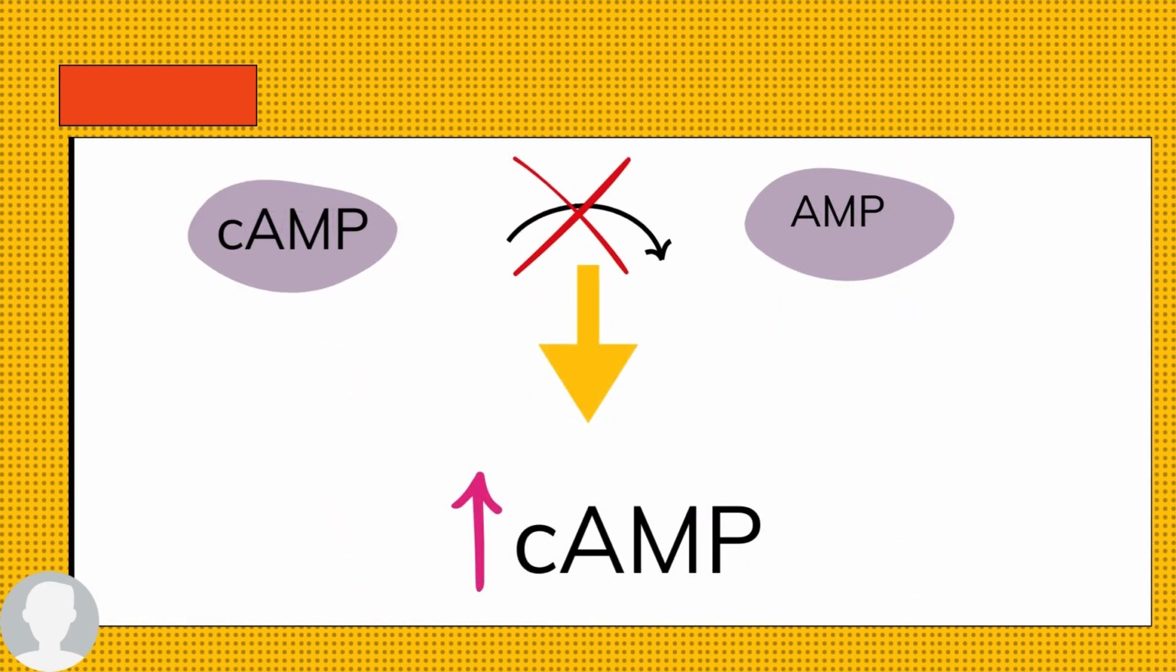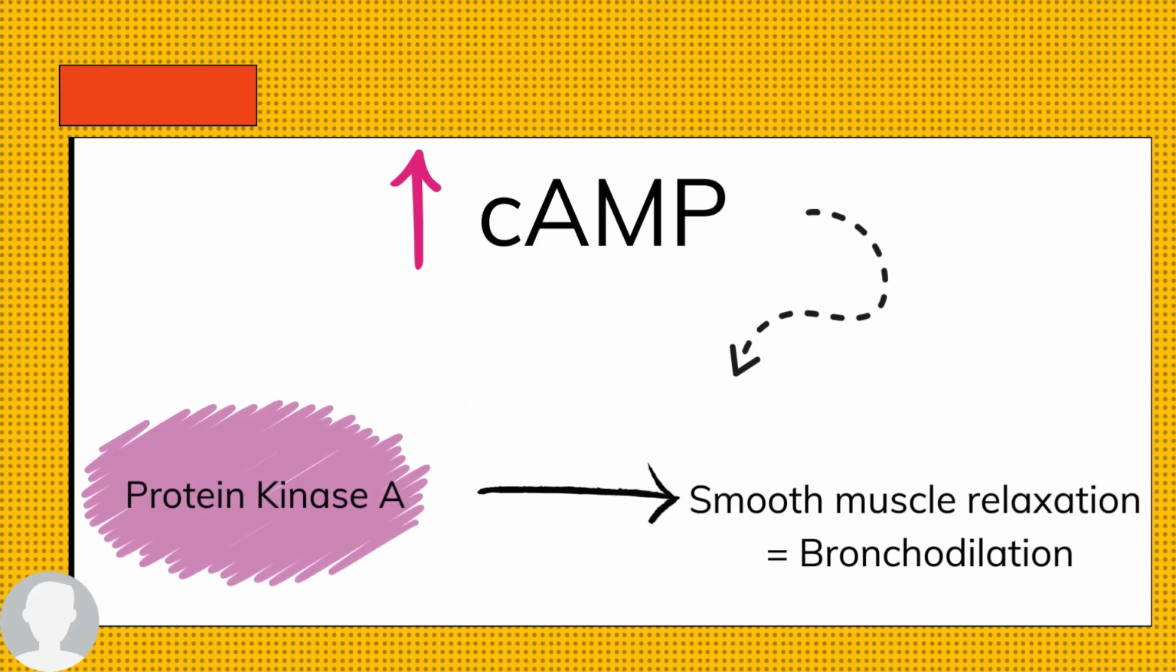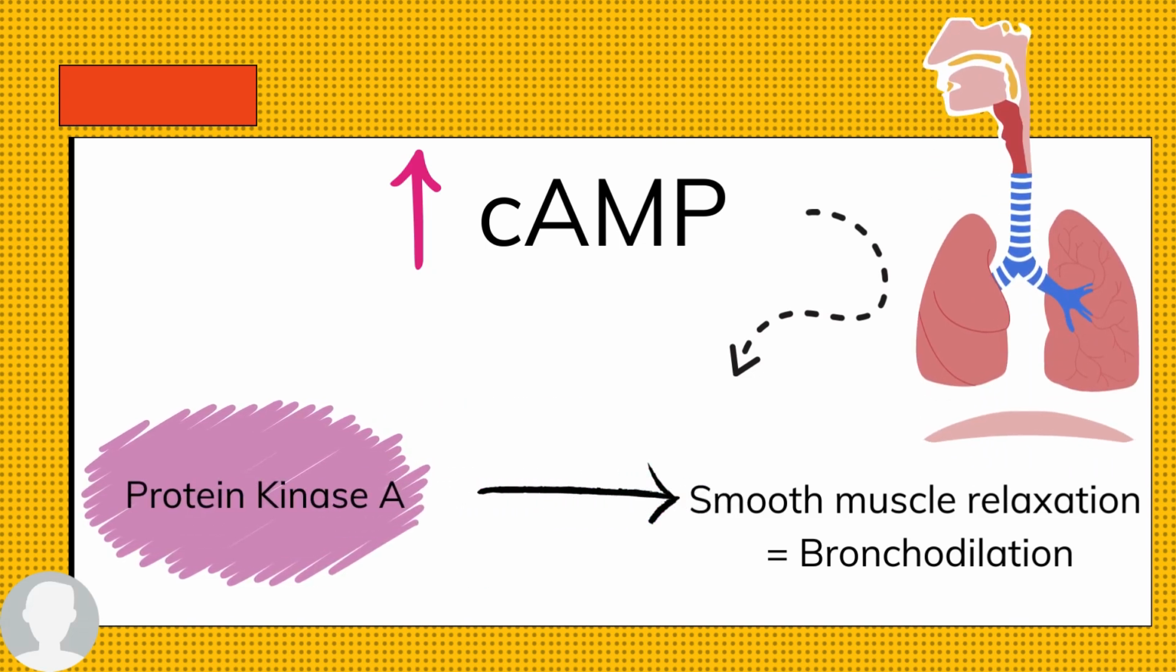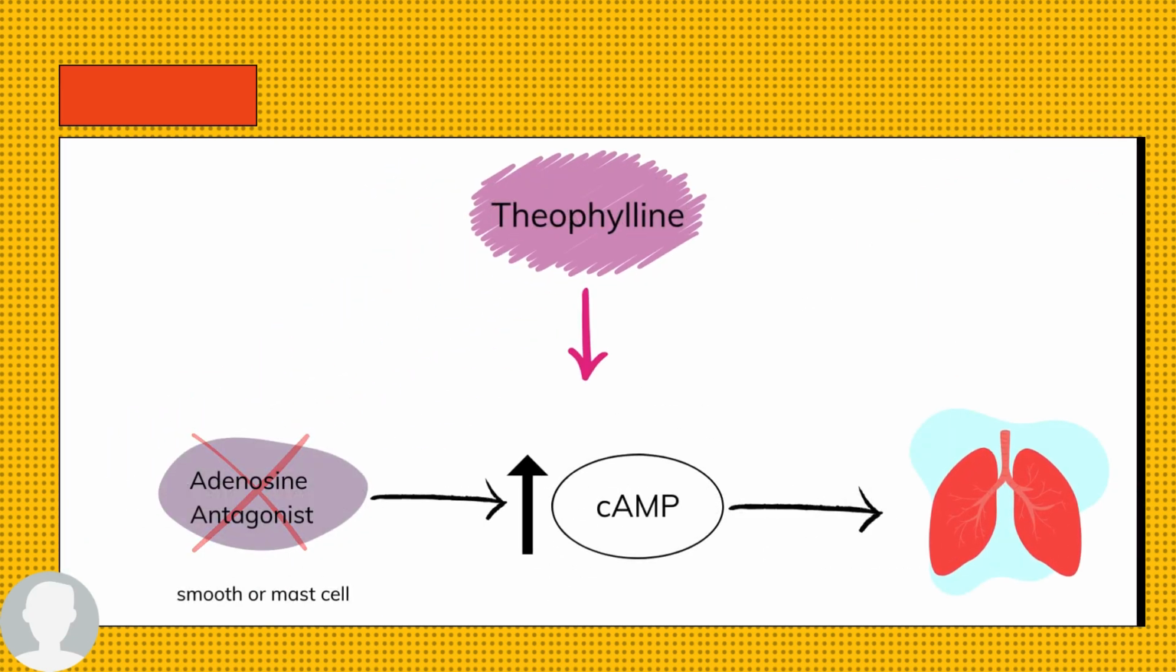This leads to an accumulation, or an increase in the level, of cyclic AMP, or cyclic adenosine monophosphate, in the cells. Such elevated cyclic AMP levels activate protein kinase A. This ultimately leads to smooth muscle relaxation or bronchodilation in the lungs, thus relieving the symptoms of asthma or bronchial obstruction. Furthermore, theophylline acts as an antagonist at adenosine receptors located mostly on the mast cells, which results in an increase in cyclic AMP levels that subsequently leads to bronchodilation.